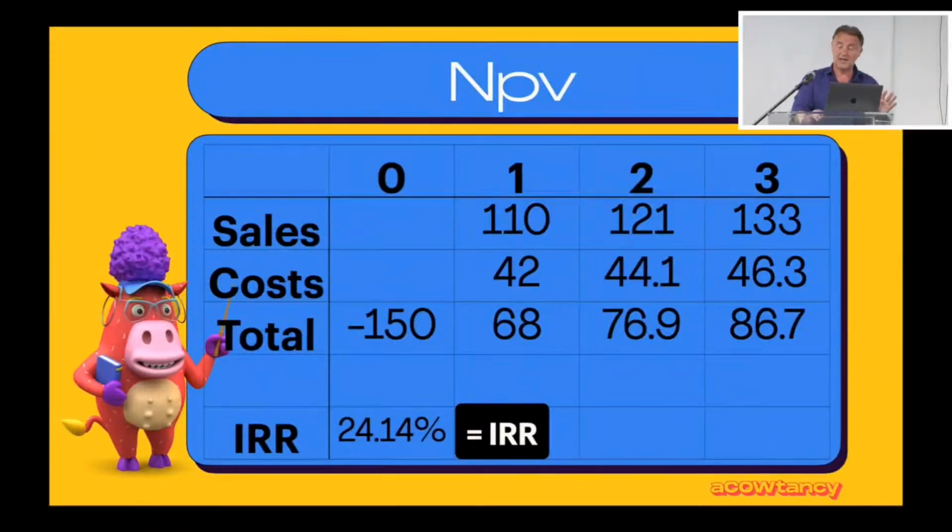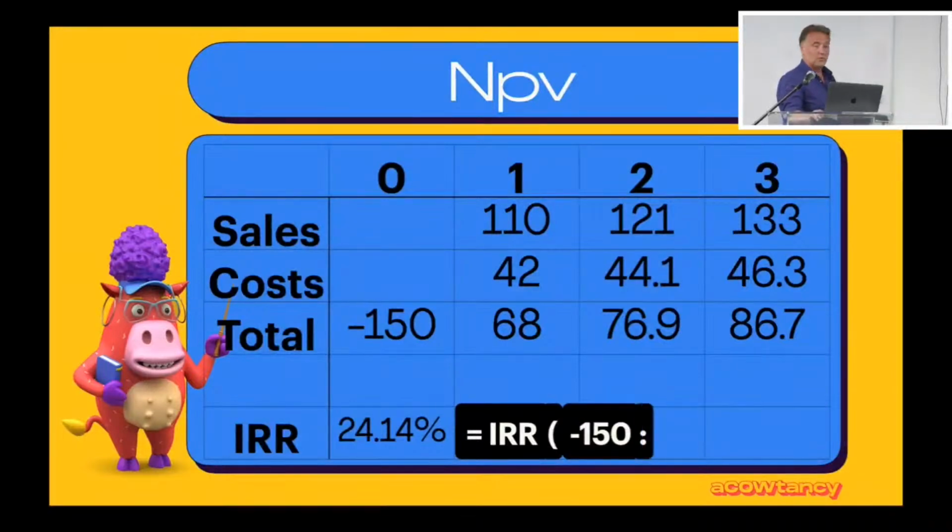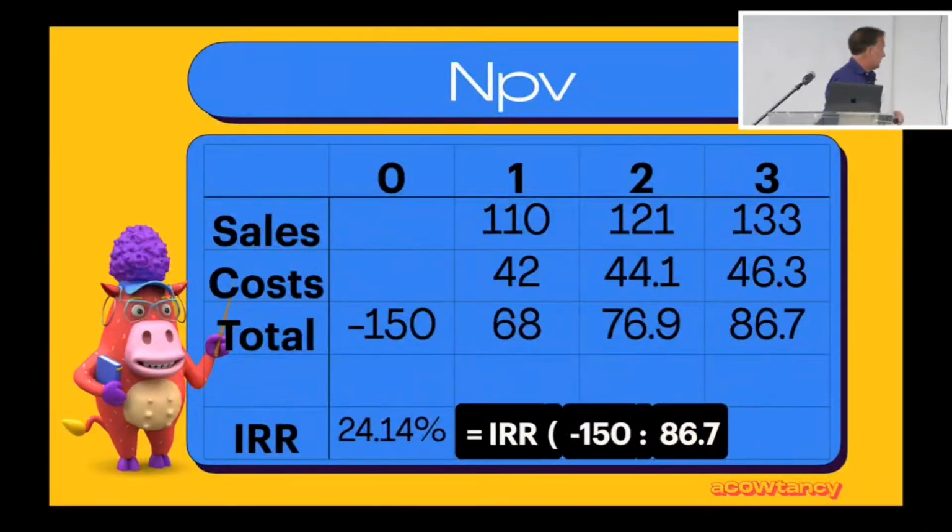If you look in some old textbooks, this used to be really, really difficult. You had to guess percentages and do all sorts of things. Now all you have to do is IRR, open the brackets, minus 150, colon, what do you think the next figure is going to be? 86.7. Basically, you're just saying to it, give me the IRR of all of those. Just tell it you only need the numbers and close the bracket, and it will do it for you.